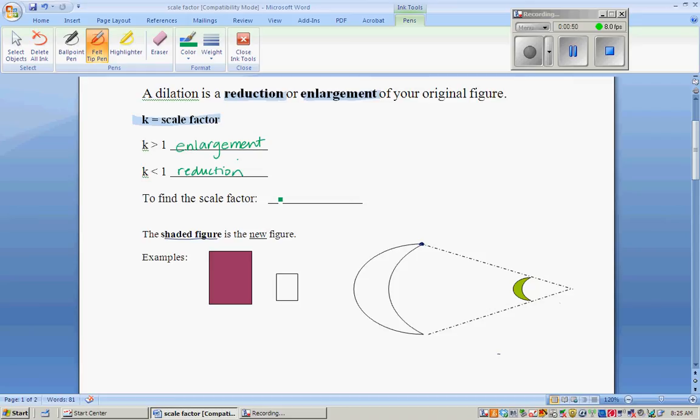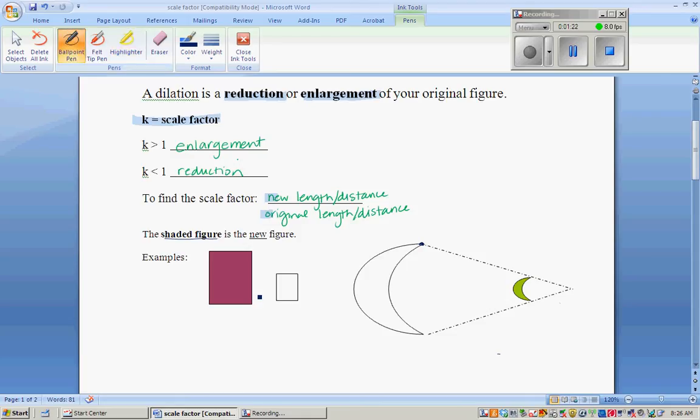To find the scale factor, you should put your new length or distance, whatever it is we're doing, over your original length or distance. Now don't panic. If you don't remember which one goes on top, it doesn't actually matter. There's a way that you can safeguard yourself. But the way that I like to think about it is N comes before O in the alphabet. So new is on top, original is on the bottom.